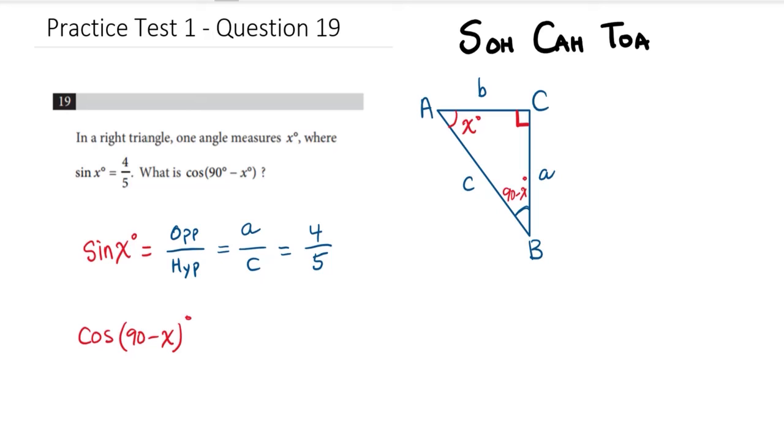So cosine of 90 minus X is adjacent over hypotenuse. So the adjacent of that angle is length A and the hypotenuse is just C. Which means A over C, which is 4 over 5, will be the ratio of cosine of the complementary angle of X. So the answer is 4 over 5. So nothing changed.